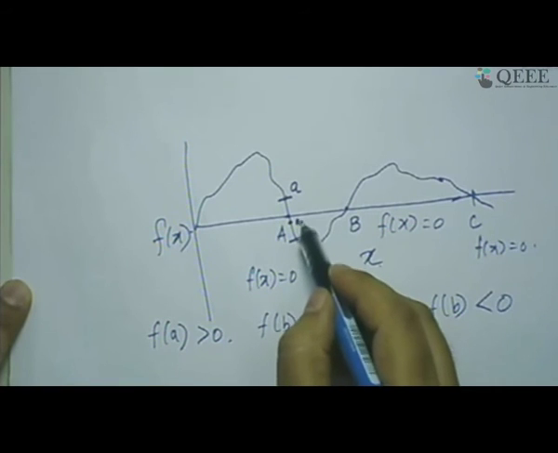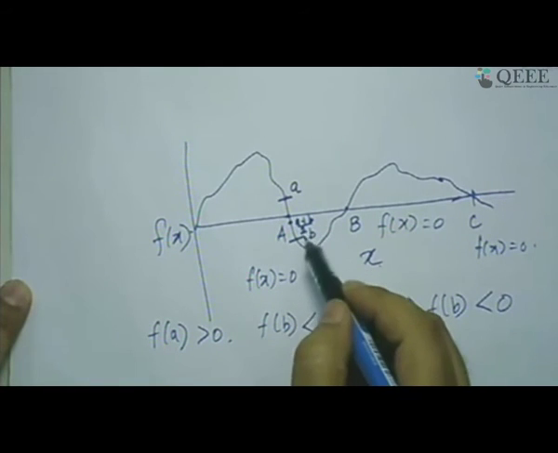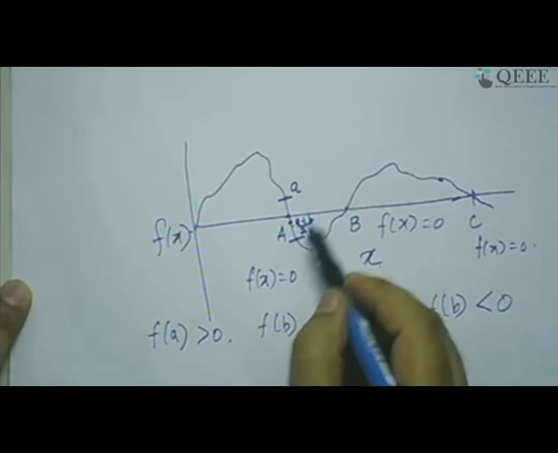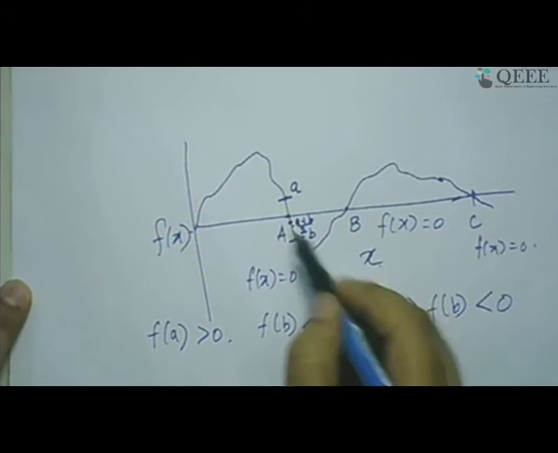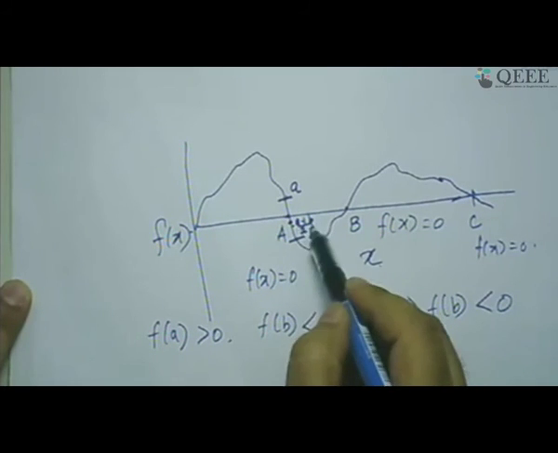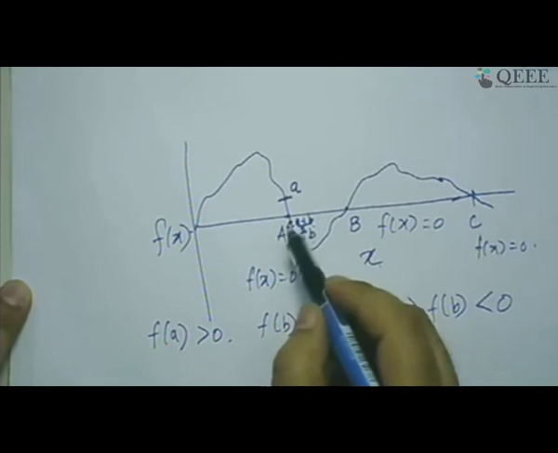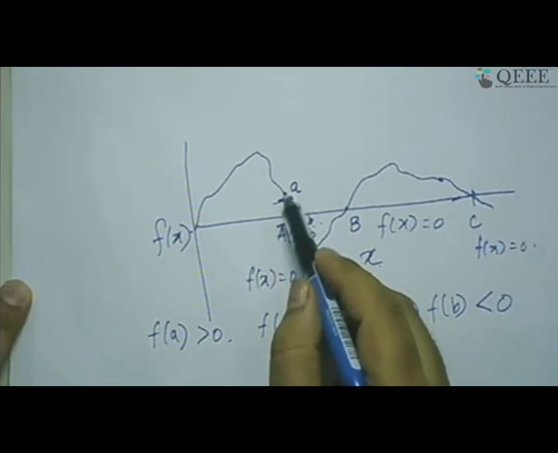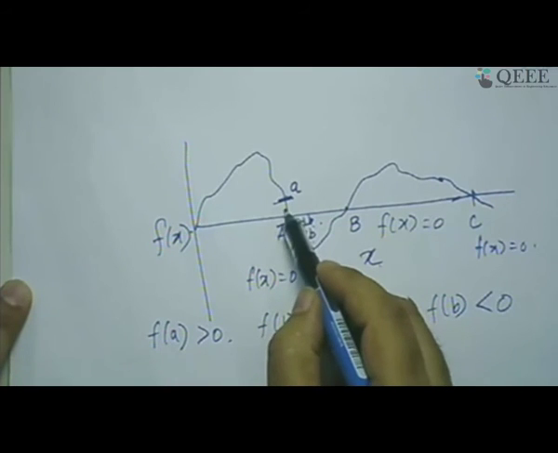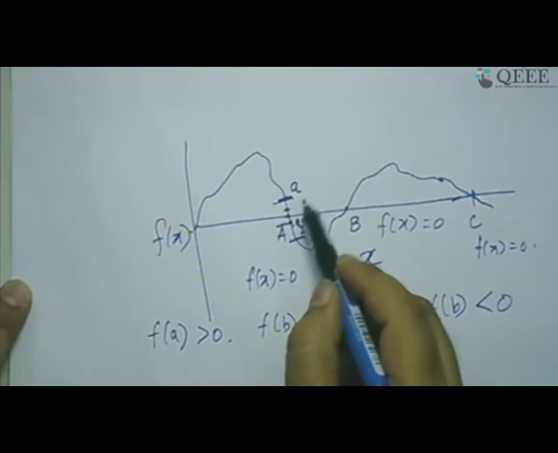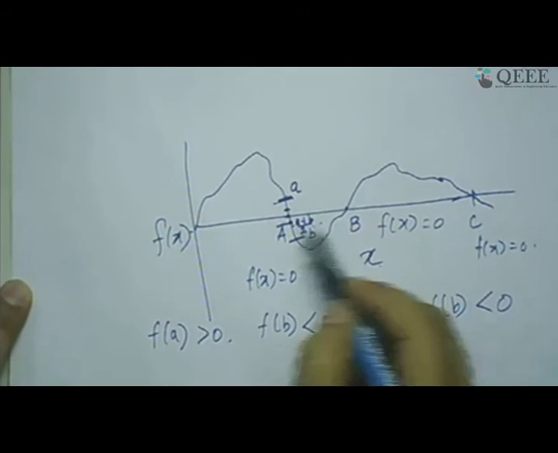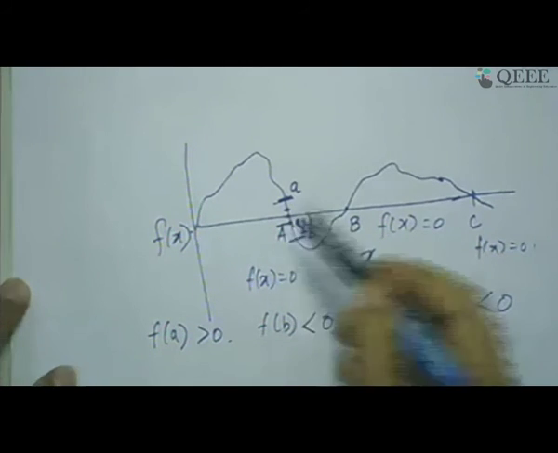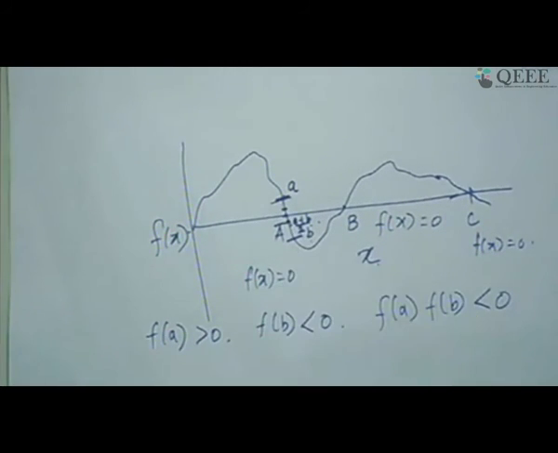So that is (A plus B) by 2. Now you calculate f of (A plus B) by 2. f of B will be positive, f of A and f of (A plus B) by 2 will be negative. So that means your root is bracketed between (A plus B) by 2 and A. Now you take the average of these two, so that will be ((A plus B) by 2 plus A) divided by 2, and for that point you do the same. So you keep doing this till you converge to the solution.